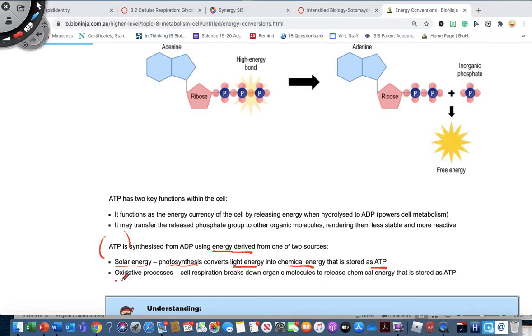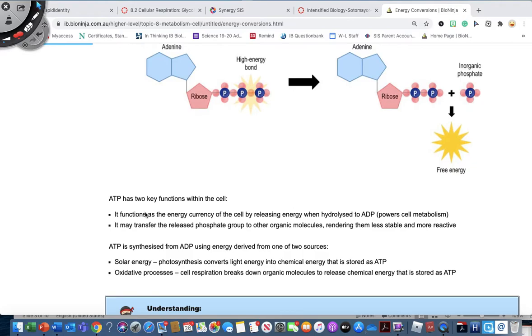And through an oxidative process, and this is what we're going to focus on in 8.2, is in this oxidative process known as cellular respiration. So that means that organisms that undergo cellular respiration cannot take that solar energy and convert it into chemical energy. So they actually have to eat, and so heterotrophs have to eat, and they have to take that organic molecule known as food or glucose, and through the process of cellular respiration, they release chemical energy that is stored as ATP. So we know that as an oxidative process.